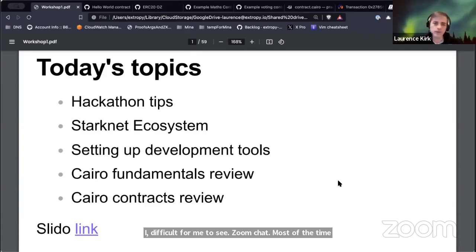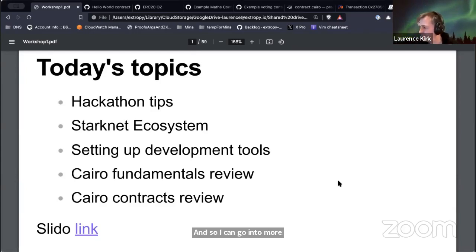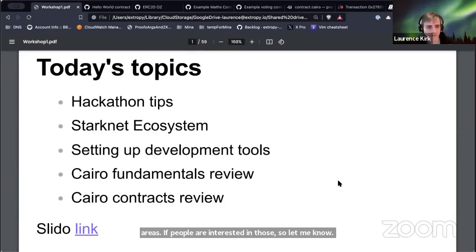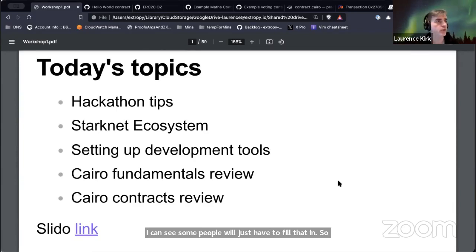There's also a poll I've put into Slido because these are the different tracks that are available on the hackathon. I can go into more detail about some of these areas if people are interested. I can see some people have already started to fill that in. If you let me know which ones you're interested in, then perhaps in the last session we could concentrate on one of those in a little more detail and look at some practicalities of interacting with it or using it in some way.